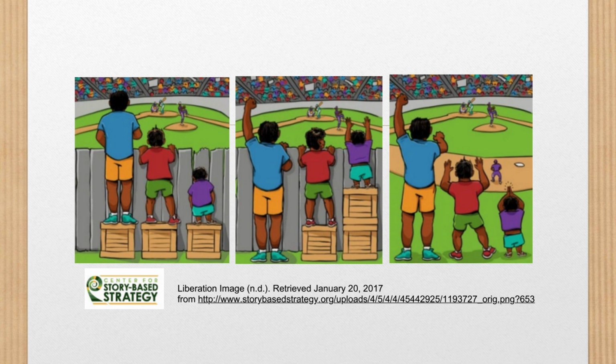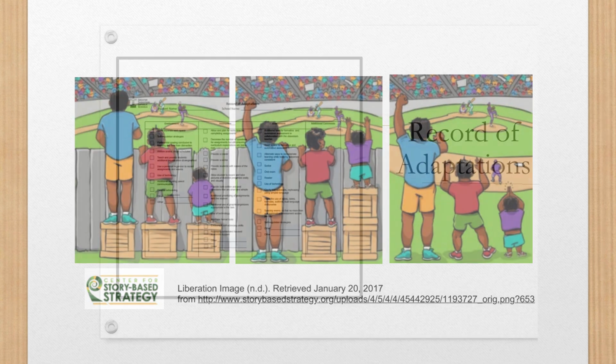Sometimes our differences and/or history can create barriers to participation. So we must first ensure equity before we can enjoy equality. And finally, in the last image, all three students can see the game without any supports or adaptations because the case of inequity has been addressed and the barrier has been removed.